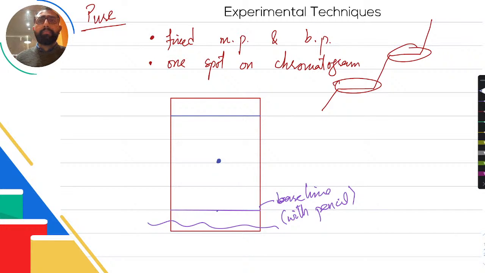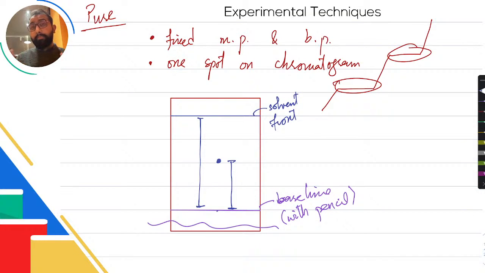I can calculate the RF value of this thing. What is the RF value? The RF value is a ratio. I measure the distance from the baseline to the spot, and I divide it by the distance from the baseline to the solvent front. If you're going to draw it, make sure that you label it as well. Now that's a ratio. In MCQs, they might test you on where you should start. So always start from the baseline. Always end at the spot or the solvent front. Don't go above it. Don't go to the top of the paper or anything. You don't need to do that.